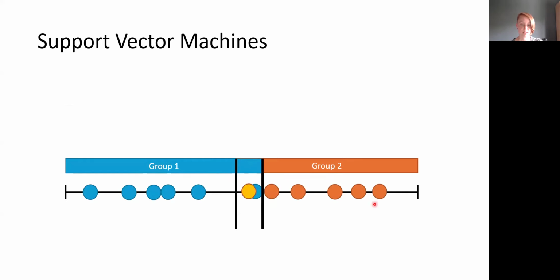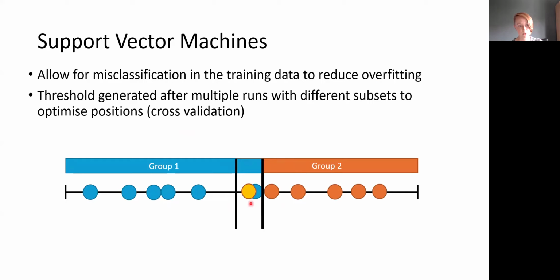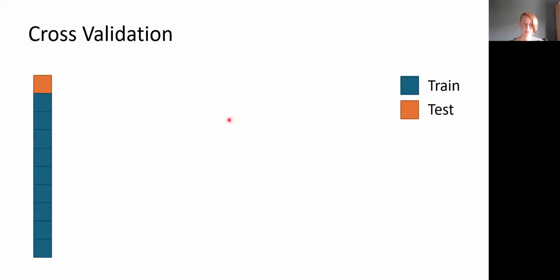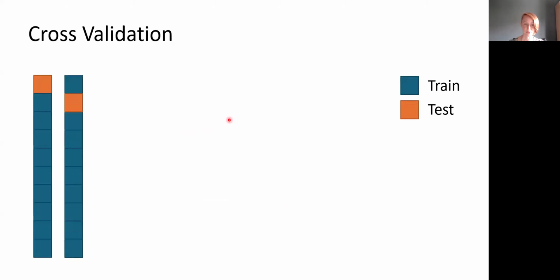So what we do to get around this is allow for misclassification in the training data to reduce overfitting. So what we can do is generate a threshold based on multiple runs with different subsets of our data to try and optimize the position of this threshold. And we can do this using cross-validation, which I briefly went through last time. But as a reminder, we split our data into a certain number of chunks, essentially. So in this case, it's 10-fold cross-validation.